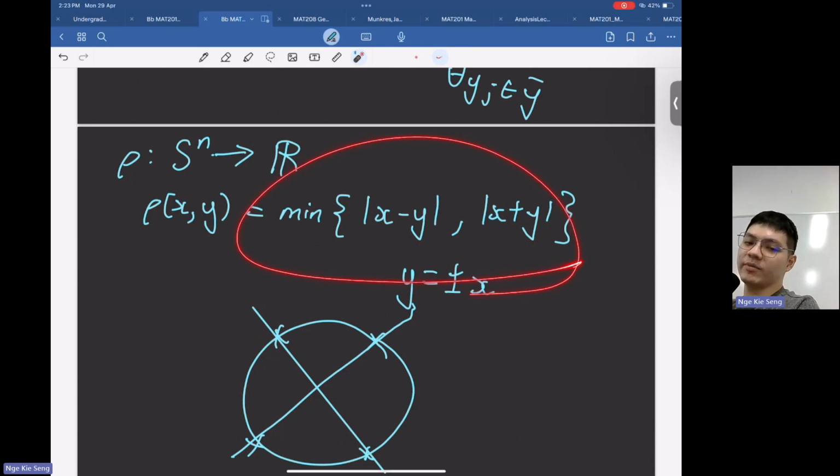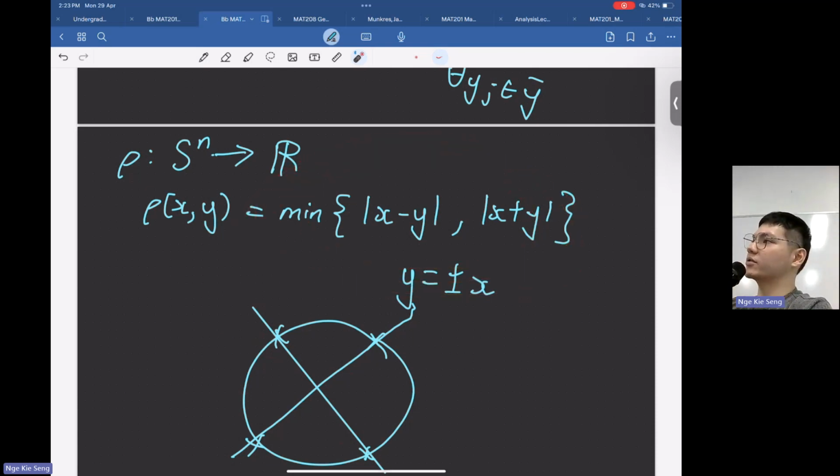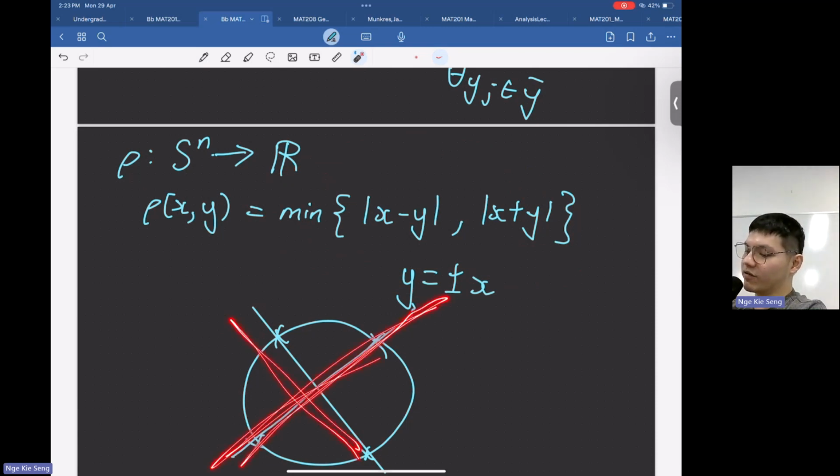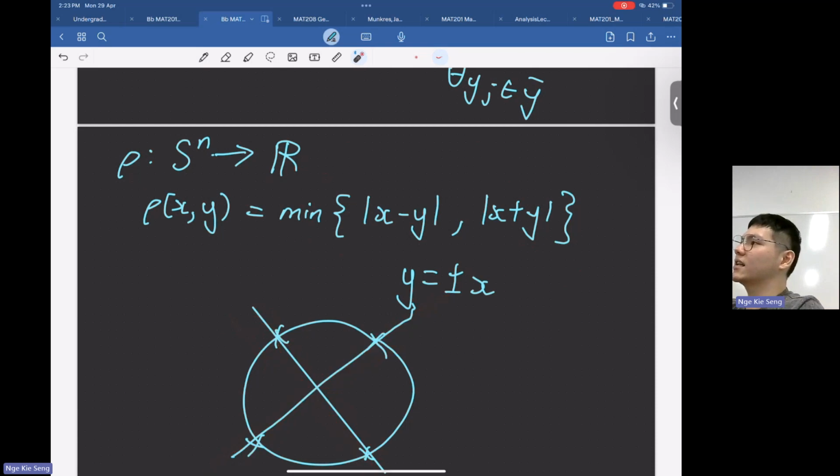So the claim is you need to check this is a pseudo metric, and then by part B, it will induce a metric on the equivalence classes. The equivalence classes here are exactly the set of lines through the origin. This is the logic. Does it make sense?